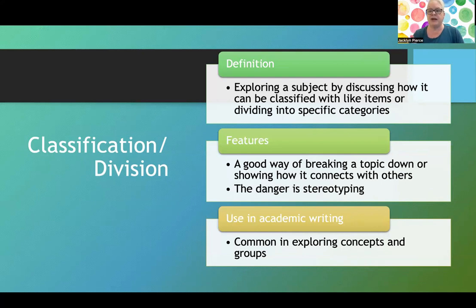The danger is in stereotyping, especially if you're trying to classify or divide people. It is really easy to lump people together based on stereotypical things like race or gender or any of those kinds of things. It is, however, very commonly used in exploring concepts and in exploring large groups. Anytime you talk about different genres of movies or music, for example, that's what you're doing.